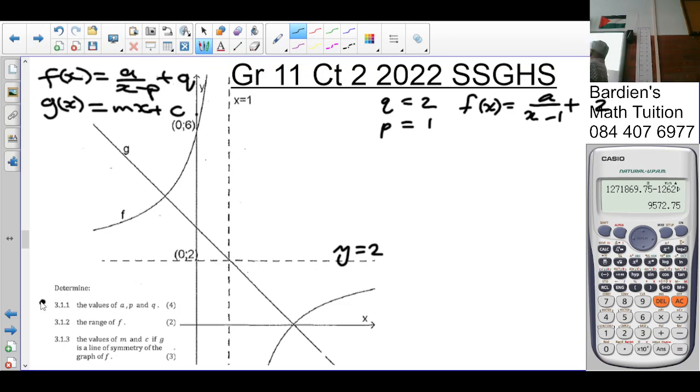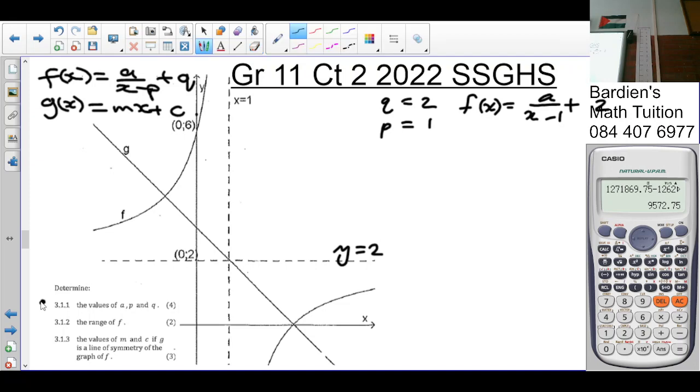Now many of you wrote minus 1 here, but in your formula you corrected it as well. So you must watch out for that. It depends how the formula is given. Sometimes it's given with a over x plus p, and sometimes it's given in this formula.